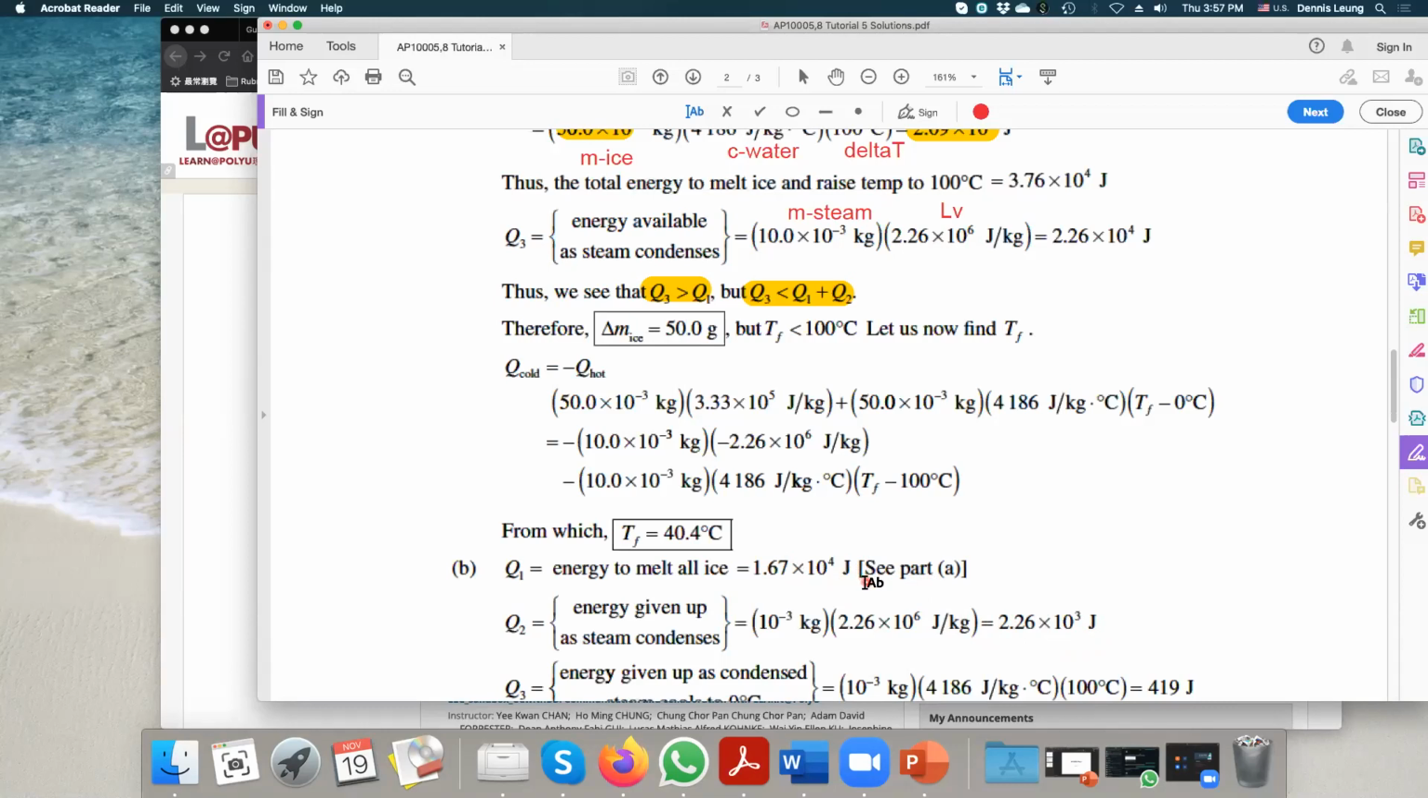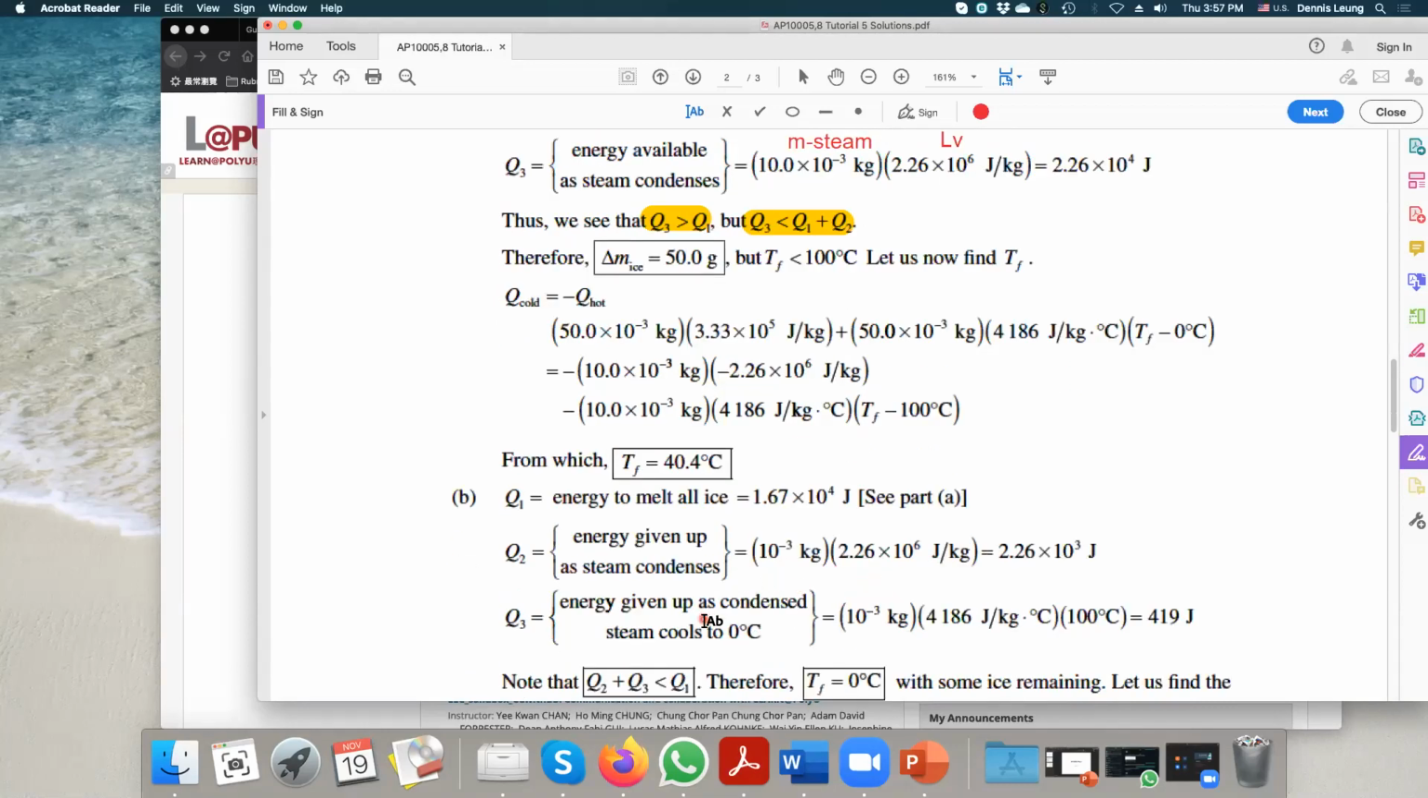Now, let us see what if all the 100 degrees C water is cooled to 0 degrees C. What is the amount of energy given up? The amount of energy given up is mc delta T, 1 gram times 4186, delta T 100 degrees C. All the water at 100 degrees C cools down to 0 degrees C. It is only 419 joule. Adding to Q2, it is still smaller than Q1.